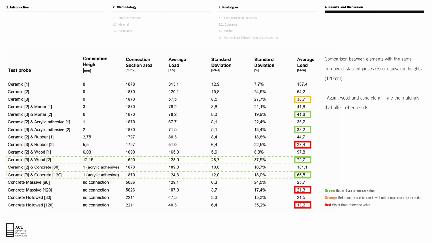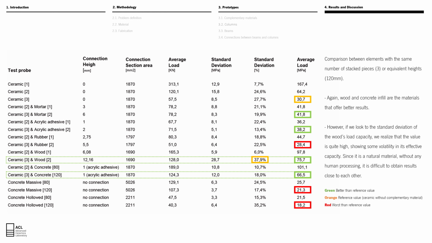As we can see, wood and concrete infill are again the ones that obtain the best results. Mortar and glue also present higher values than the reference, but not distant enough to be considered as an option. Wood, despite being the best material to use with ceramic, would also have a downside. If we look at the standard deviation, we notice that the value is quite high. Since it's a natural material without any human processing, it is difficult to obtain a uniform material and uniform results.